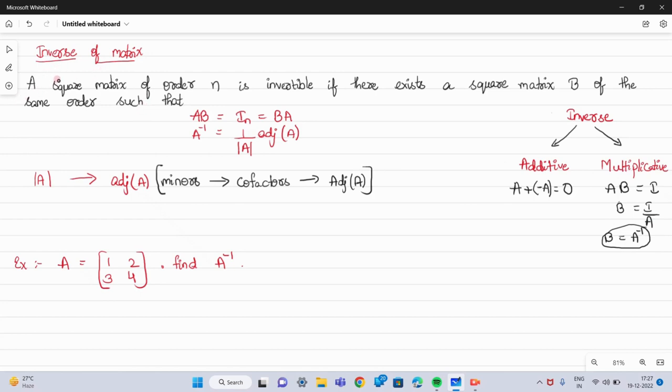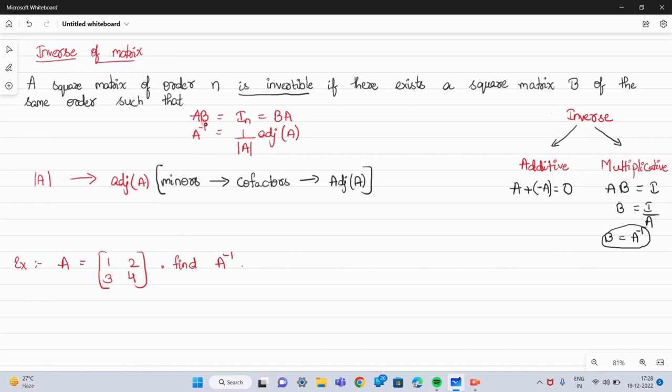So inverse of a matrix means a square matrix A of order n is invertible if there exists a square matrix B of the same order such that AB or BA is a unit matrix of order n. Which means the inverse exists only if the B matrix is also of the same order, and the reversal law applies, that is, both should be equal.